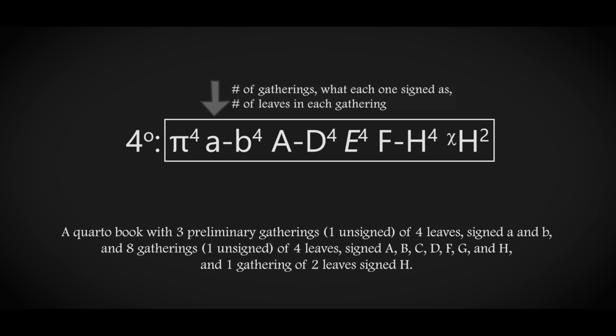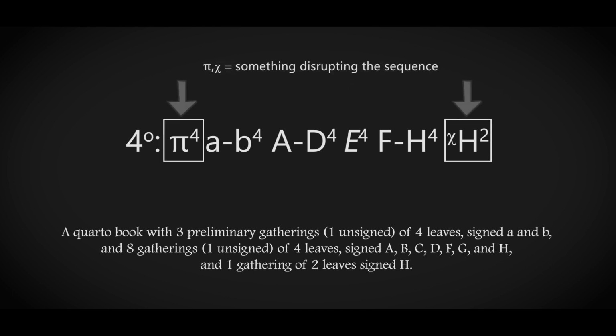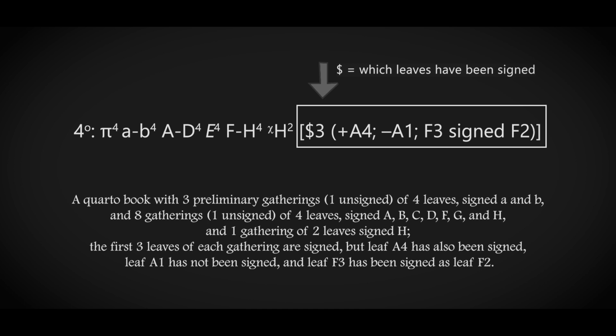So let's recap. Format is signified by the information before the colon. The information after the colon tells us what the gatherings were signed as and how many leaves each of them has. Letters in italics tell us that something hasn't been signed, but should have been to complete the sequence. The Greek letters pi and chi let us know that something is disrupting the sequence. The statement of signing comes after the gatherings and tells us which leaves have been signed, as well as any deviations from that pattern.